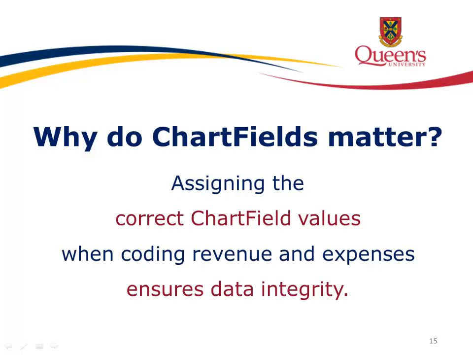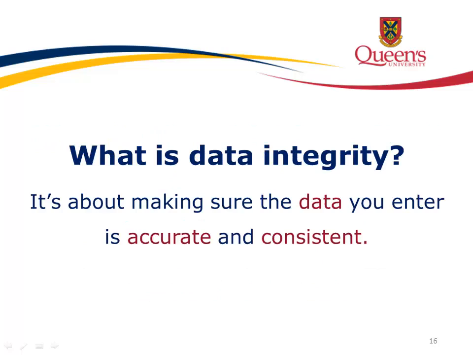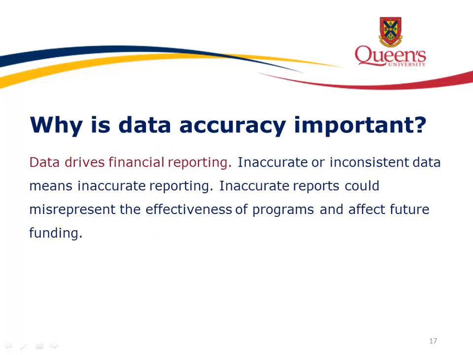Why do chart fields matter? Assigning the correct chart field values when coding revenue and expenses ensures data integrity. What is data integrity? It's about making sure the data you enter is accurate and consistent. Why is data accuracy important? Data drives financial reporting. Inaccurate or inconsistent data means inaccurate reporting. Inaccurate reports could misrepresent the effectiveness of programs and affect future funding.